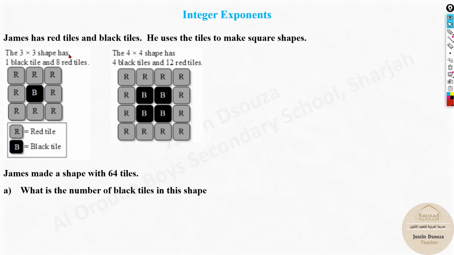The 3 cross 3 shape has 1 black tile and 8 red tiles. You can see R is red and B is black. Same thing, the 4 cross 4 is having 4 black tiles and 12 red tiles. Okay, now what do we have to solve? James made a shape with 64 tiles. So now over here, 4 cross 4 means multiply 4 times 4.